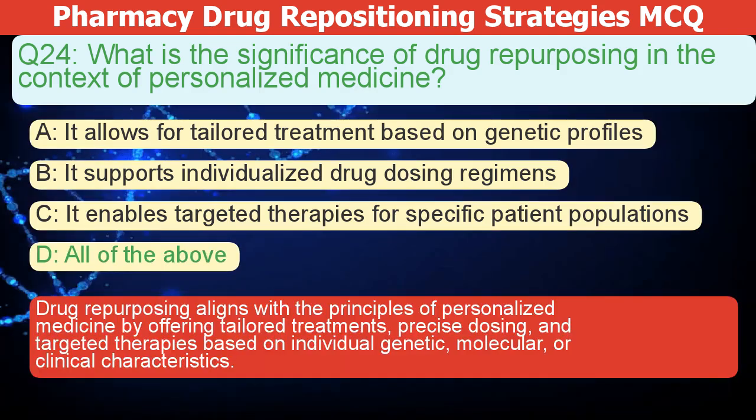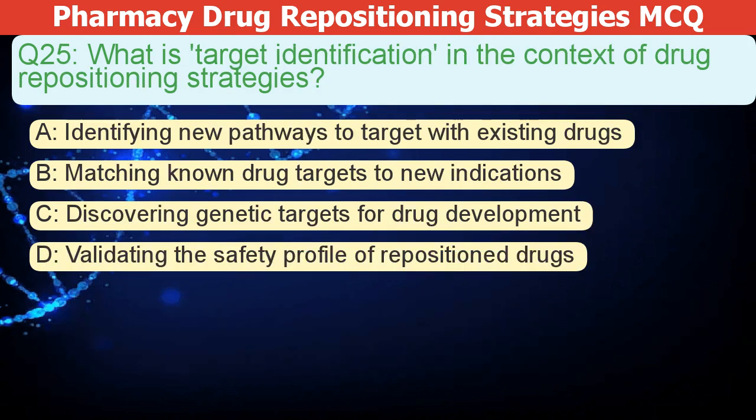The correct answer is D. Drug repurposing aligns with the principles of personalized medicine. It offers tailored treatments, precise dosing, and targeted therapies. These are based on individual genetic, molecular, or clinical characteristics. What is target identification in the context of drug repositioning strategies?